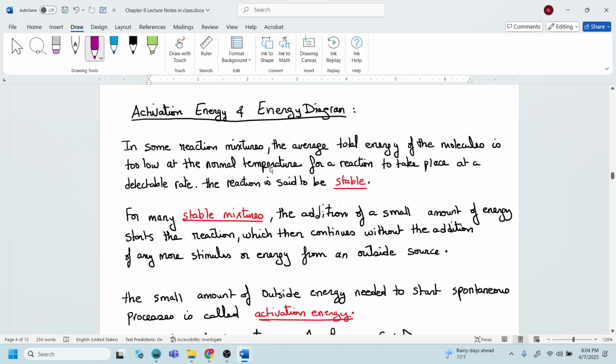When we say a reaction is stable, this means that the amount of heat, the amount of energy that is produced, should be low, okay? Should be low. This is what a stable reaction is. So a stable reaction produces a low amount of heat.